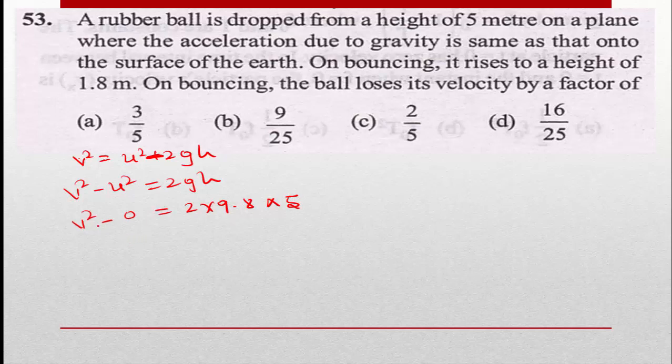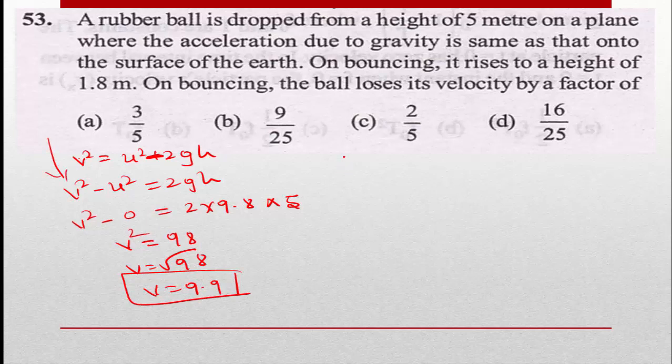Therefore, v square minus 0 is equal to 2 into 9.8, that is 19.6 into 5. 19.6 into 5 is 98, so v square is equal to 98, then v is equal to root of 98, then v is equal to 9.9. v equals 9.9. This is for downward motion.